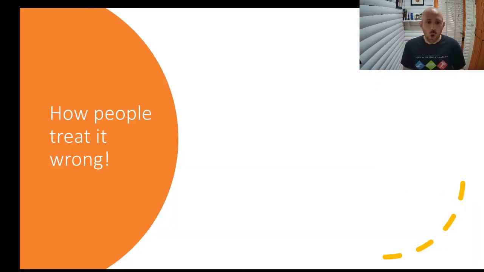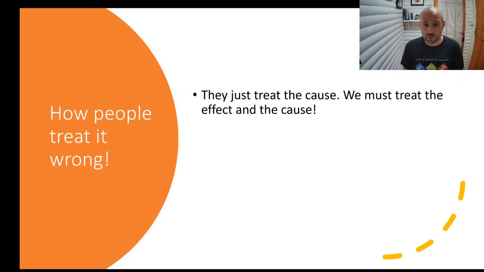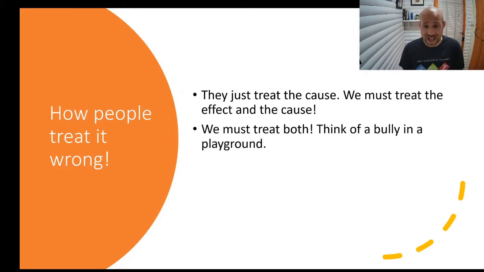So how do people treat it wrong? Well, what they do is they treat the effect, but what we must do is treat the effect and the cause. What I often describe this as is a bully in a playground. Okay, so we've got a scenario where we have a bully in a playground and a child that's being bullied and becoming very upset. So the child being bullied is the heel, the growth plate area, and the bully is the muscles.